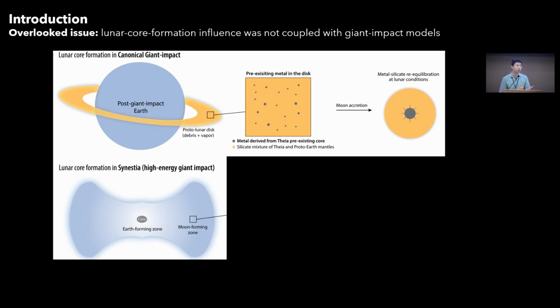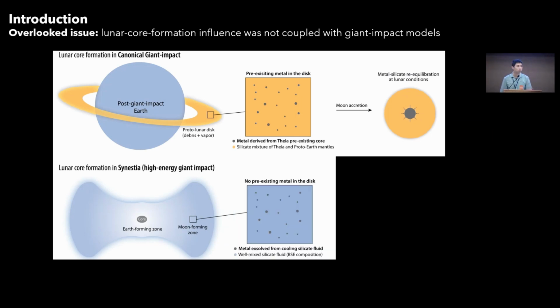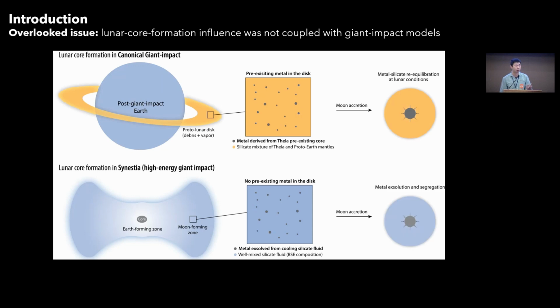That is for the canonical model, but for the high energy giant impact model, that is the synestia, because of the high temperature, pressure, entropy initial silicate fluid, it is predicted that there's no pre-existing metal in the disk. And the metal only starts to exsolve out of the silicate fluid once the structure cools down. So in that case, the metal exsolution would make the lunar core. So these two fundamentally different mechanisms for the lunar core formation would likely lead to distinct lunar sulfur and delta sulfur coevolution that has not been accounted for in previous studies, but will be one of the focuses of our study.